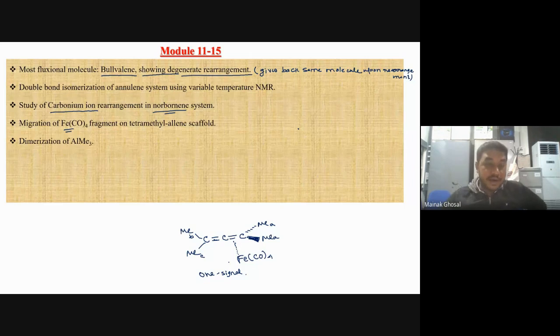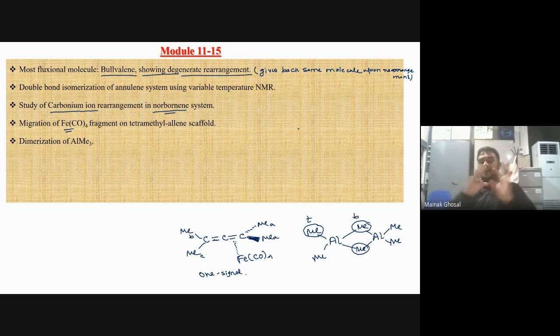Also, the dimerization of AlMe3, trimethyl aluminium, shows this banana bond kind of structure. If you know about banana bond, it's good. If you don't know, tell me. If you see the structure of B2H6, it shows like this, the 3 center 2 electron bond. So this is the terminal methyl and this is the bridging methyl. So you will see there will be a difference.